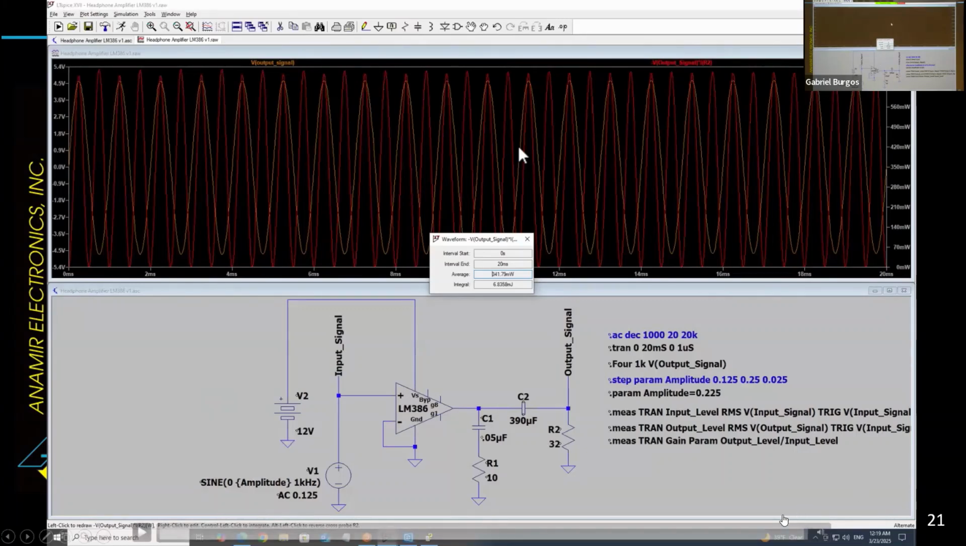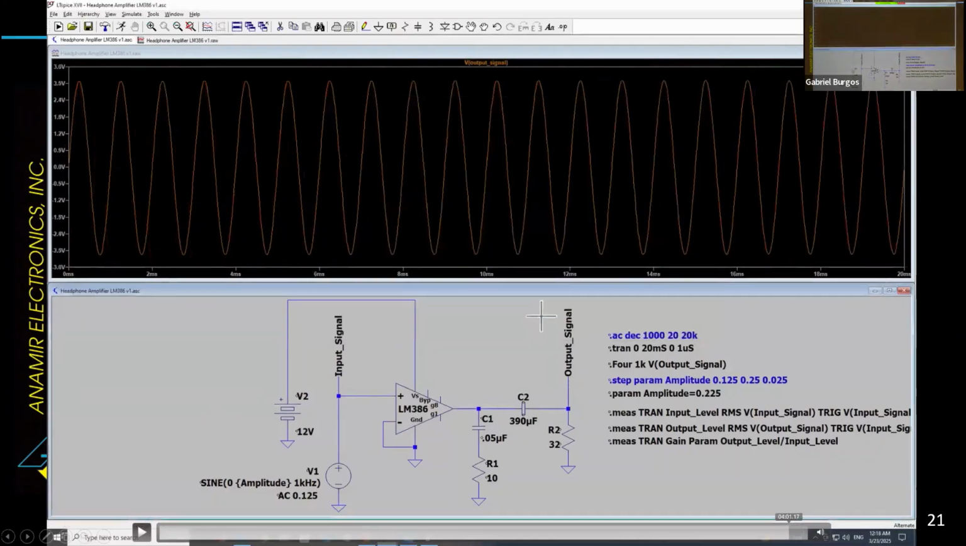We'll show that here if I can find it. Let's see.